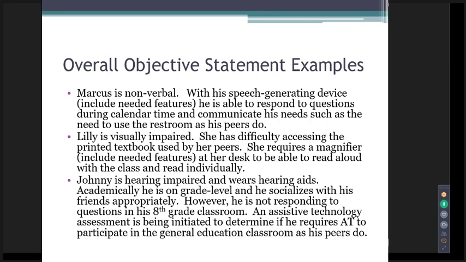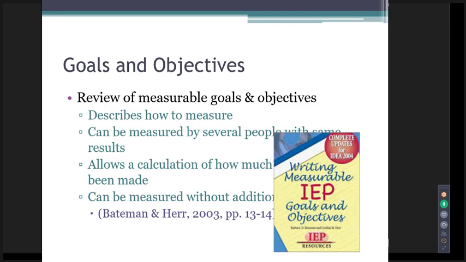Okay, area 2 that you would be looking at is goals and objectives. I want to do a quick review of writing measurable goals and objectives because I know this is something that I struggle with if I'm not really focused on it. And I've taken this information from a great book that if you don't have, you might want to get a copy of. I get no royalties from this. I just think it's a very easy book to read and very explanatory. And the actual reference to it is in the references page at the back of the PowerPoint presentation.